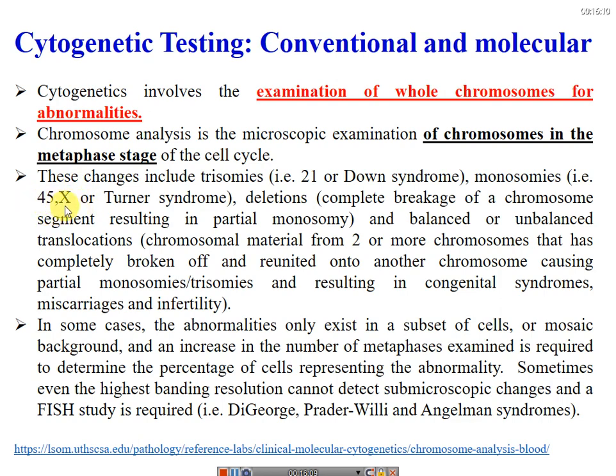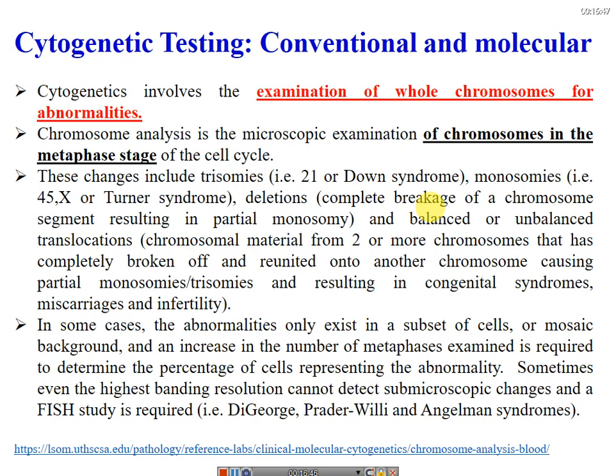is 45,X. And then we have deletions, where a complete breakage of a chromosome segment results in partial monosomy, or chromosome material from two or more chromosomes has completely broken off. They can reunite to another chromosome and cause partial monosomies or trisomies, resulting in congenital syndromes, miscarriages, or infertility. So changes in the number or intactness of the chromosomes can be observed through these cytogenetic examinations.